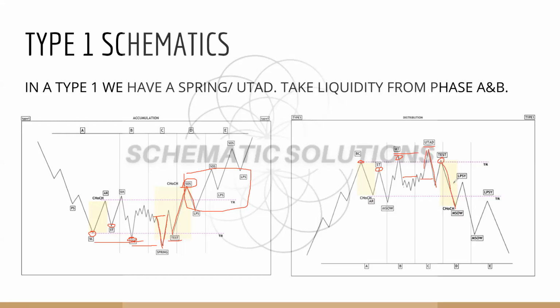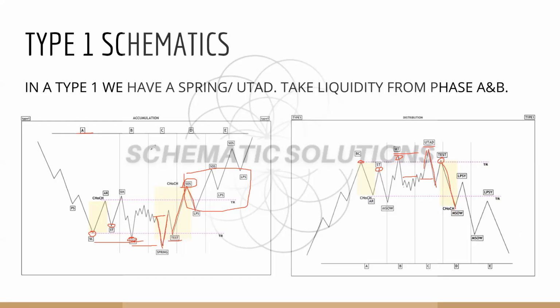And same thing in phase D and E, we can start looking for signs of redistribution to continue taking this lower. So those are pretty much our events. I know I haven't gone through the phases, so let's go through the phases really quick.